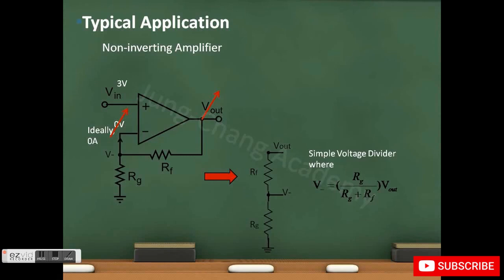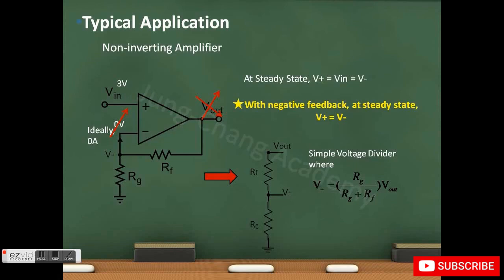Now, since V- has increased, the difference between the two inputs decreases. Therefore, Vout will decrease. Eventually, Vout will stop fluctuating, and we call this the steady state. At steady state, the output voltage Vout doesn't change, and therefore the two input voltages V plus and V minus are the same. In fact, we can use this conclusion to analyze any op-amp circuit with negative feedback.